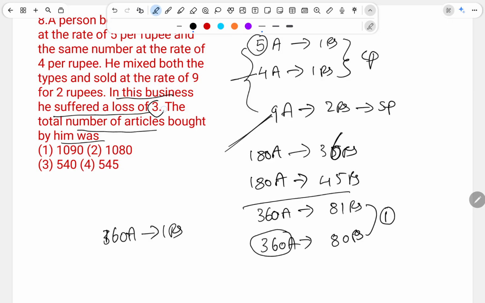But they are asking for a loss of how many? Sorry, a loss of 3 rupees. 3 rupees means multiply by 3. It gives 1080 articles. Okay.